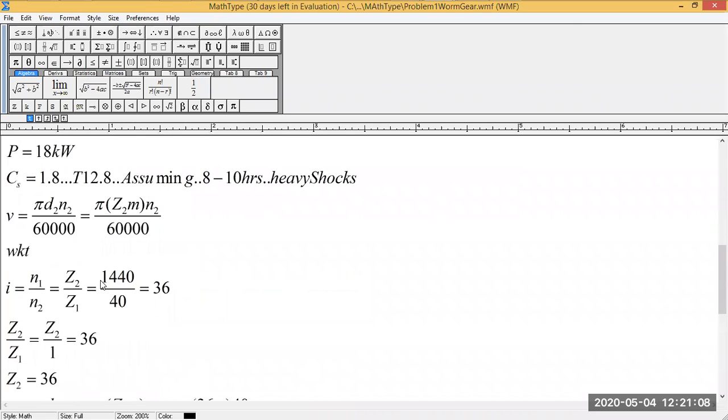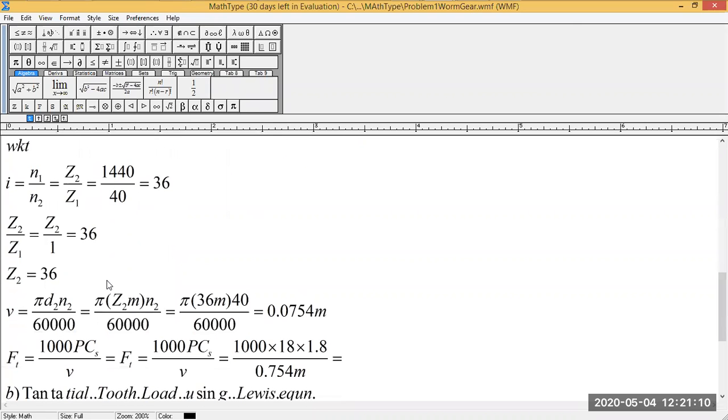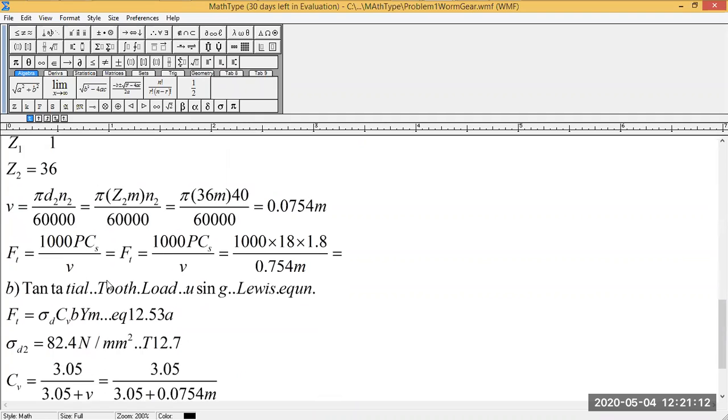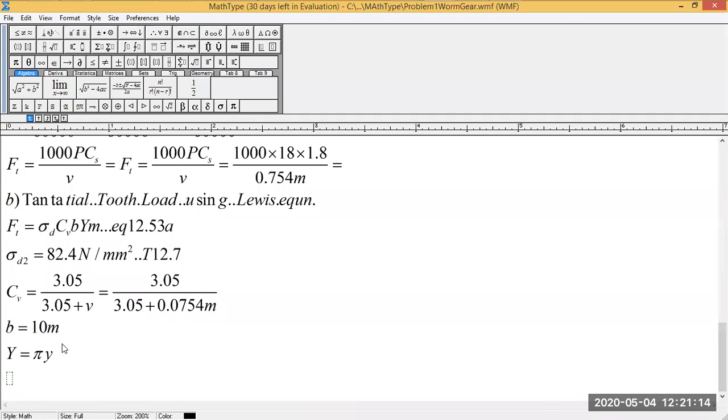Second step, we found the tangential tooth load on a general basis, and with respect to the Lewis equation, they're not yet found. We were in the process. So one by one, I think we were finding, and we have noted all the parameters here. So now all that's left is to substitute these values in the equation. We're continuing with that. So sigma d, 82.4.